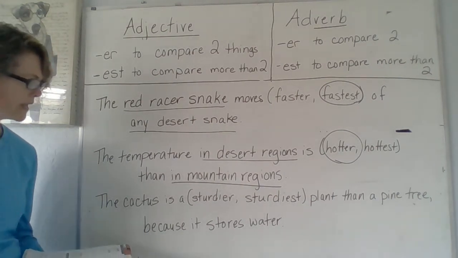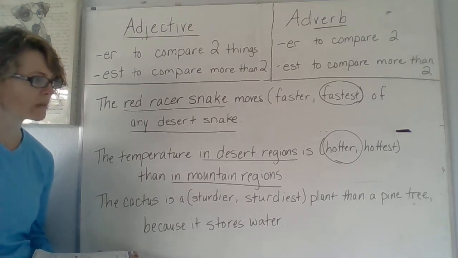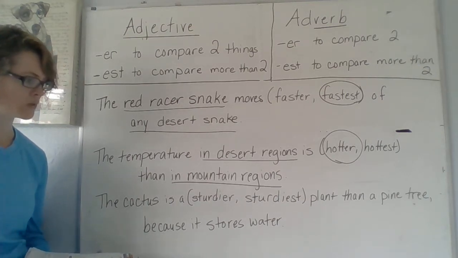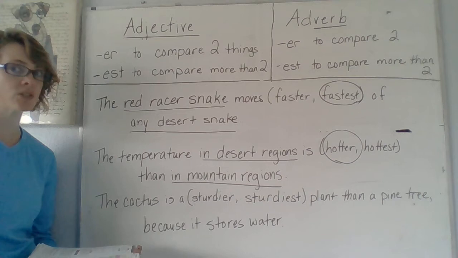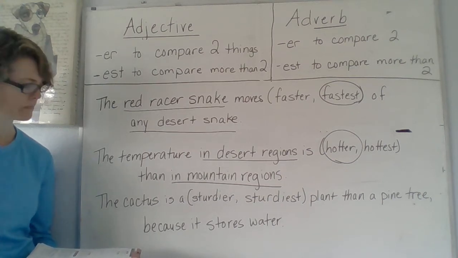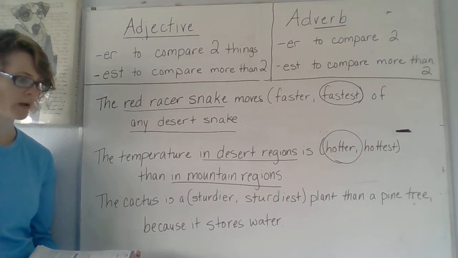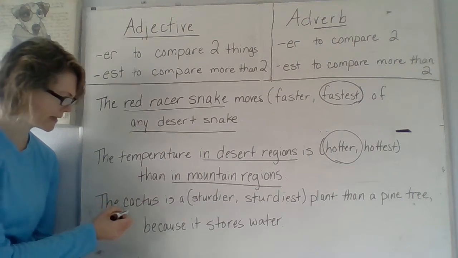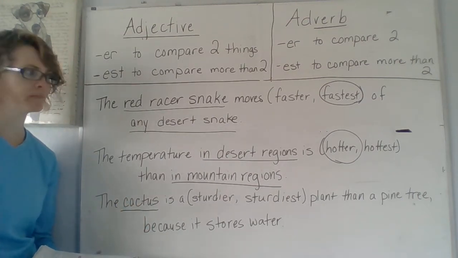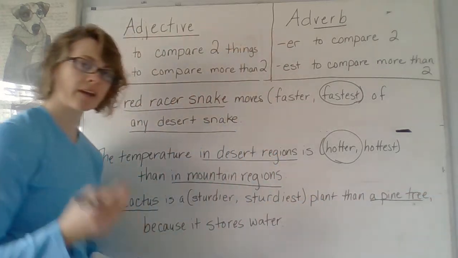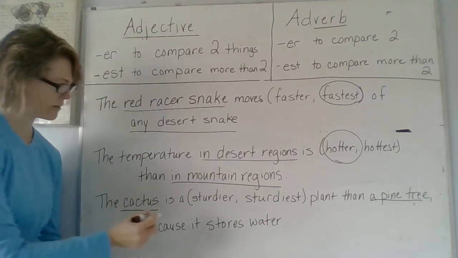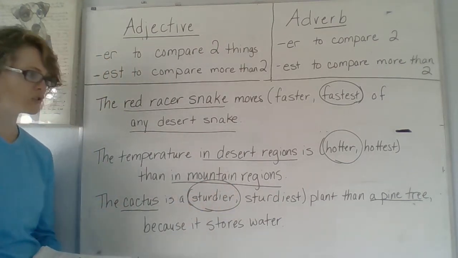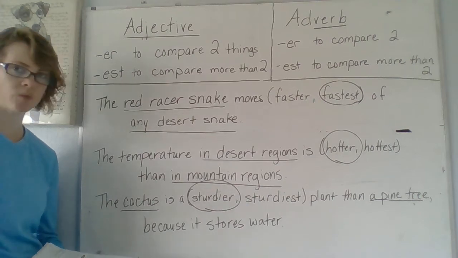Let's try this one. The cactus is a sturdier or sturdiest plant than a pine tree because it stores water. How many things are being compared in this sentence? Write down on your whiteboard, is it two things or more than two things? We're comparing our cactus, that's one thing, to what? A pine tree. That's one other thing. So we have two things. If we only have two, we have to use ER. The cactus is a sturdier plant than a pine tree because it stores water.